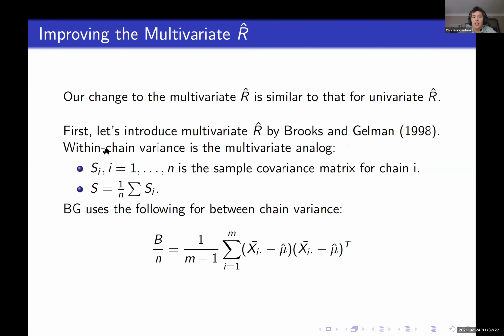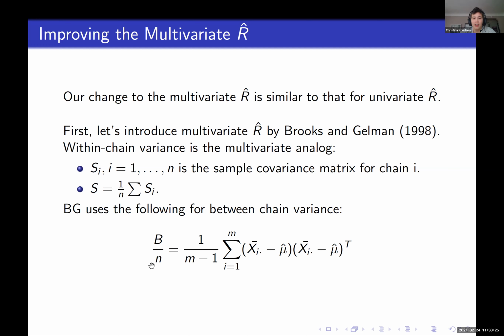With Brooks and Gelman, their within chain variance was pretty much the multivariate analog of the within chain variance from the single component setting. We have the sample covariance matrix for the ith chain, and then they just took the average of those sample covariance matrices. So just the average of the sample covariance matrices represented the within chain variance. And then for the between chain variance, they used the multivariate analog of the between chain variance from the univariate case. So just looking at the average chain, where x i dot is the ith chain's average, and then looking at the variance of those chain means.